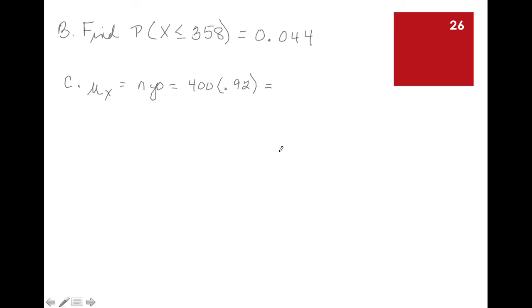And if you think about it, it kind of makes sense because if we're polling 400 people, we know the national approval rating is 92%. So if we want an estimate as to how many we might expect to approve of Bush's actions out of the 400, hopefully it makes sense to you why we're doing 400 times 0.92, right? And that's really just where the rule comes from. So if you do that, you should be coming up with 368 people.